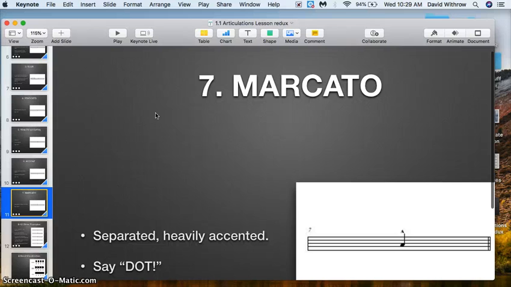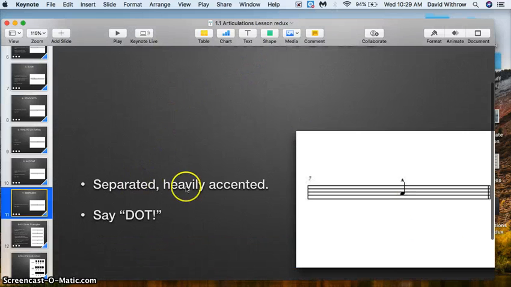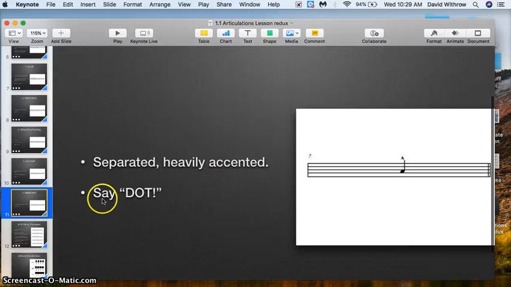Another of the very common ones. It's another V-looking thing, except this points up and down. And if you compare them, this is more of a bold kind of V, and it points up, or it could point down. It's called a marcato. Separated and heavily accented. This is a fun one we do in band class. It's a heavy accent. Dot, dot, dot, do, dot, dot. So there's an example of how marcatos can really make that music pop.